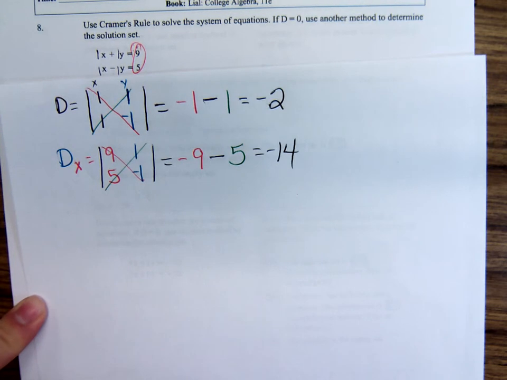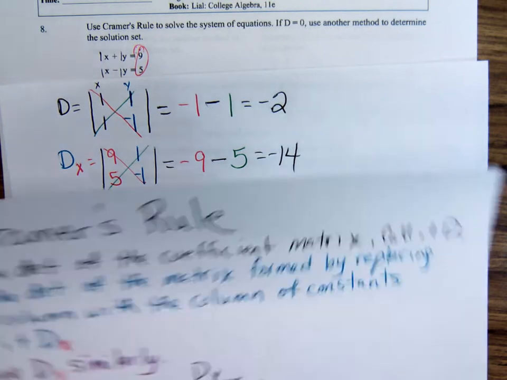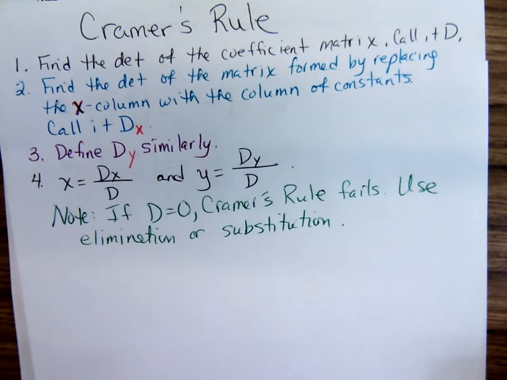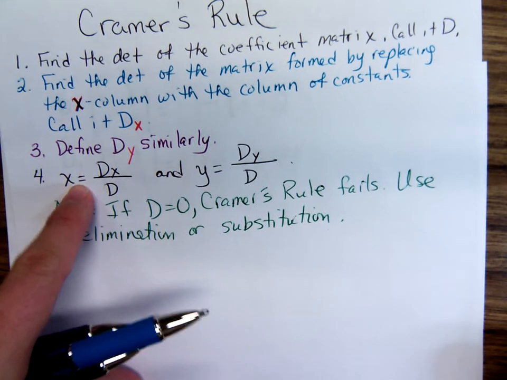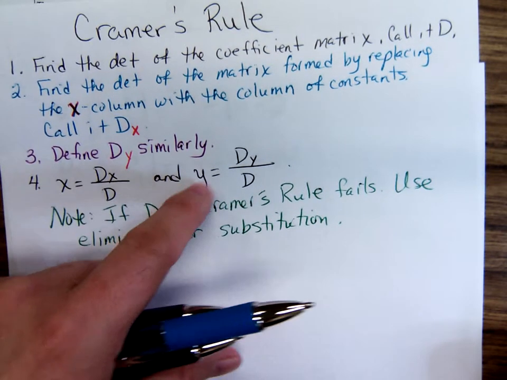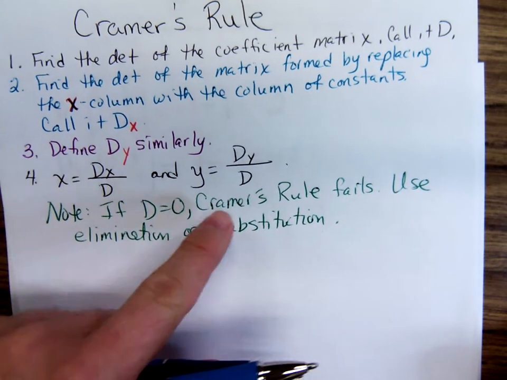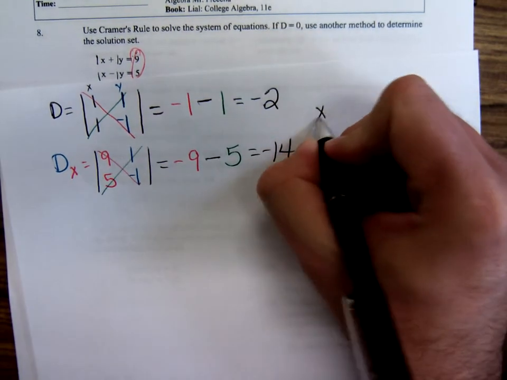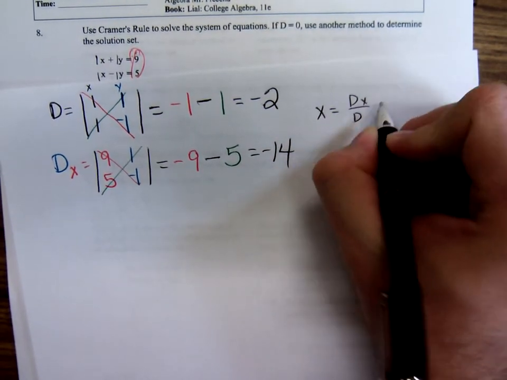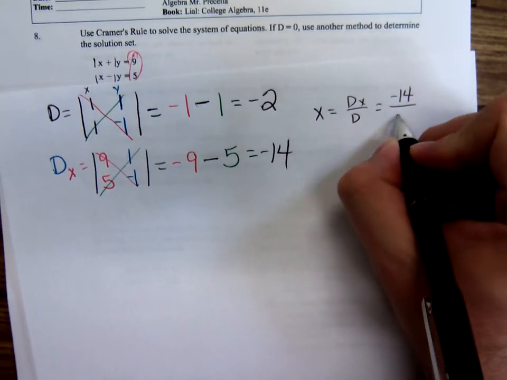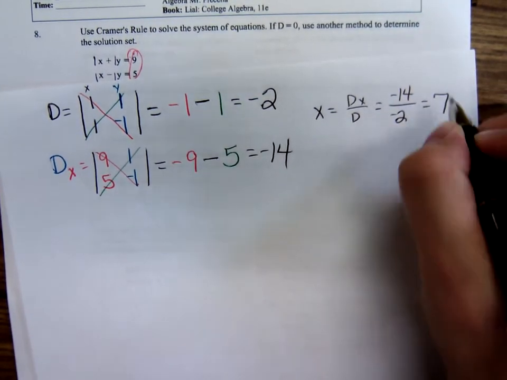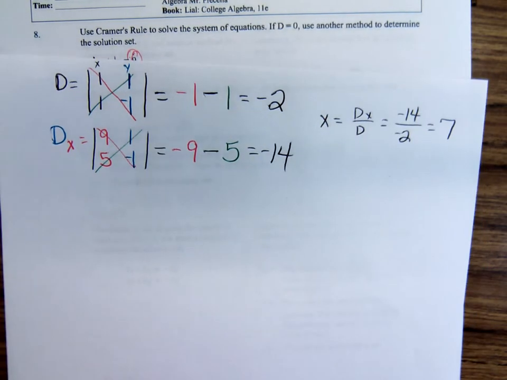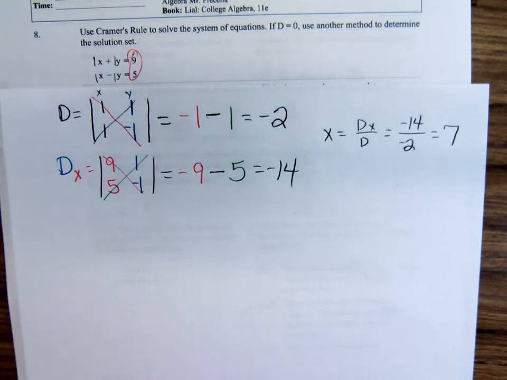So just from doing that, we know the solution for x. If we look at the statement of Cramer's rule, x is Dx over D, y is Dy over D. So we don't know y yet because we haven't found Dy, but we know x. Let's see, what's x going to be? X is negative 14 over negative 2. Is that going to be a 7? You already know the solution for x.